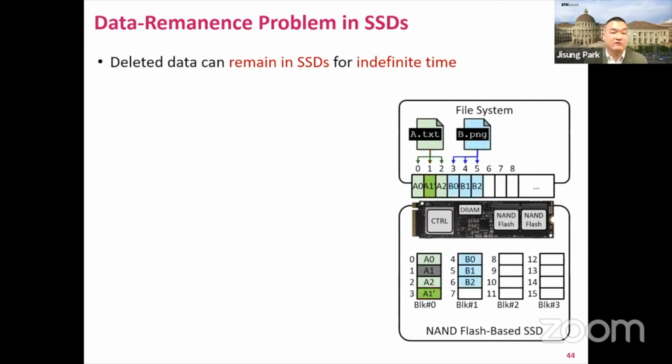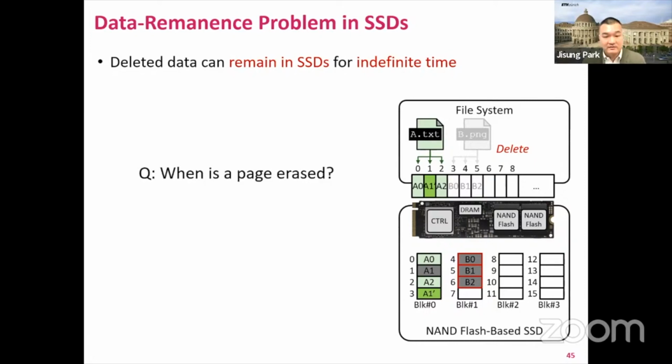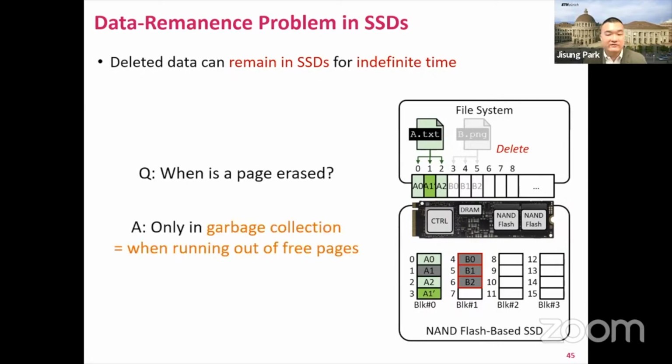And let's assume that the user writes another file to the SSD and deletes it very soon. Then the SSD does not erase the related pages immediately, while just marking them as invalid also. So the question is, when would such pages be erased? The answer is that a page is physically erased only in garbage collection, which is triggered only when the SSD is running out of free pages. It means that if the user does not write any data for a long time after this, the invalid pages remain in the SSD indefinitely.